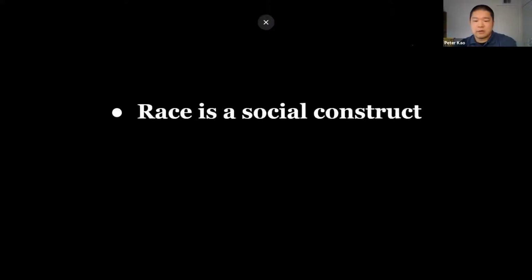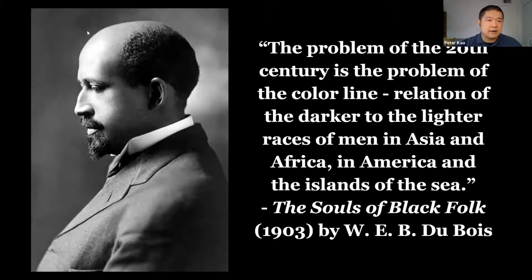Sorry, I'm trying to move the window. I want to start off with a quote. A lot of my research is based on the sociologist W.E.B. Du Bois, and one of his most famous quotes is, "The problem of the 20th century is the problem of the color line, the relation of the darker to the lighter races of men in Asia and Africa, in America, and the islands of the sea." Du Bois made this statement back in 1903, over 100 years ago, and he analyzed the problem to be of the 20th century. Many of us scholars in sociology who look at the problem of race continue to see this problem extend into the 21st century today.